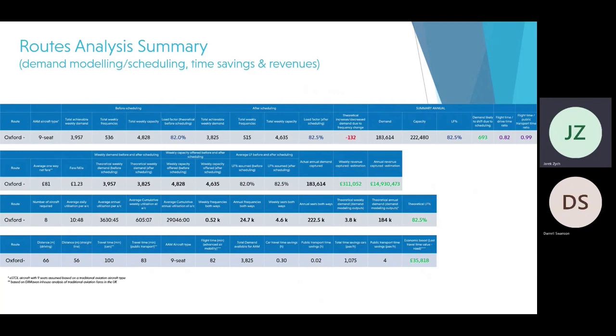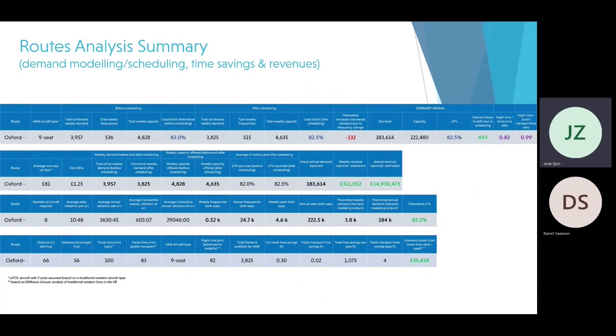So as you can see, we take our numbers from the demand model, and then we translate this into scheduling. So basically we can see our analysis outputs from before scheduling and after scheduling. The scheduling part is optimizing or smoothing out the results.